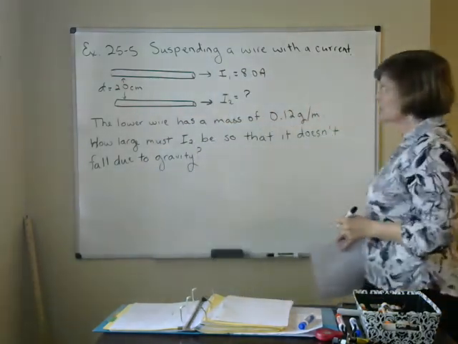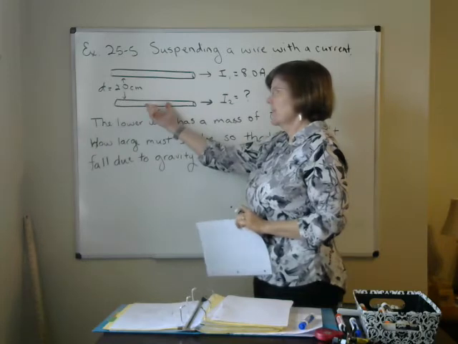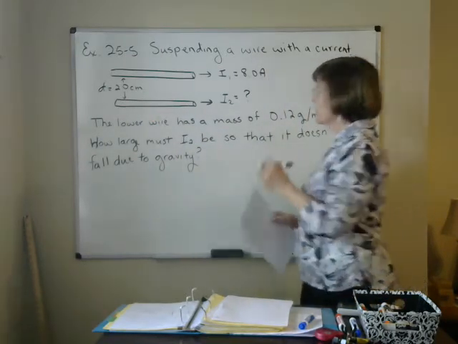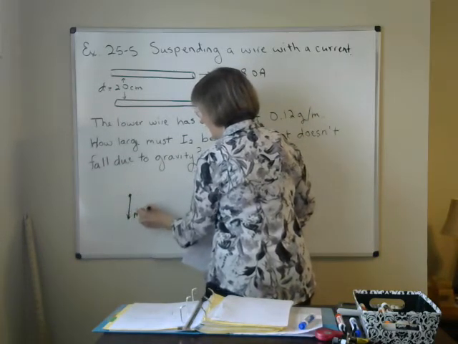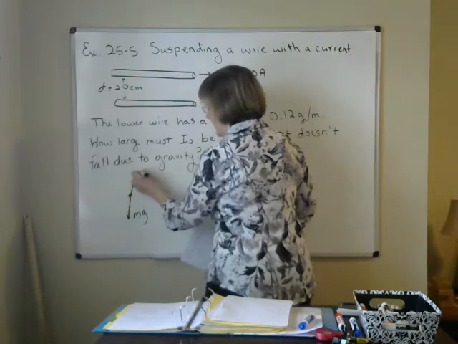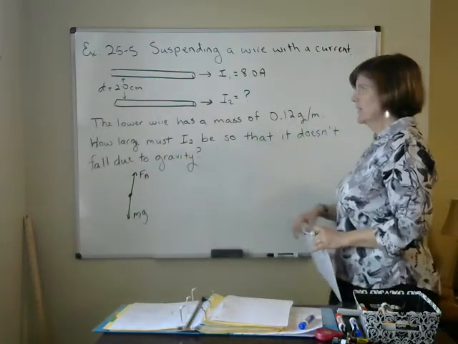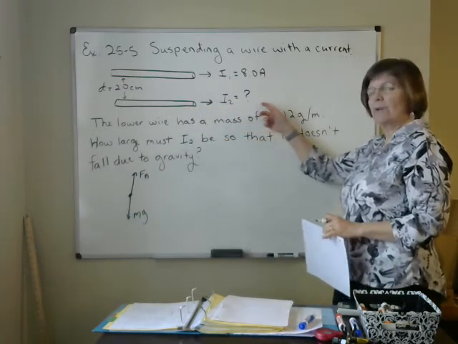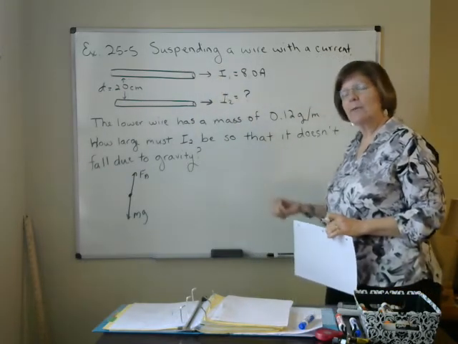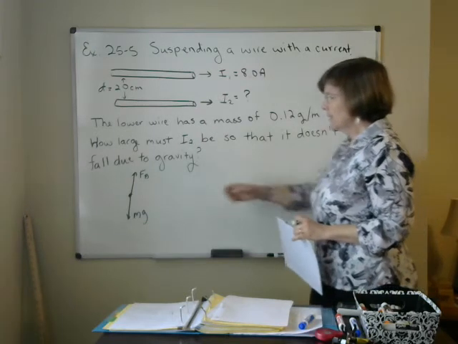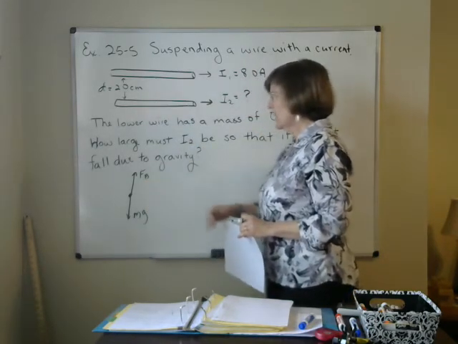Oh, that's an interesting idea. Can the magnetic force between these two support this bottom wire so that it doesn't fall? If I drew a free body diagram, it would look like this. We'd have the weight of the wire, mg, and we'd have the magnetic force. And we'd want those two to be equal. One of the things I can already tell you is that this current would have to be in the same direction. We would want this lower wire to be attracted to the upper wire. And when the currents are in the same direction, there is an attractive force.